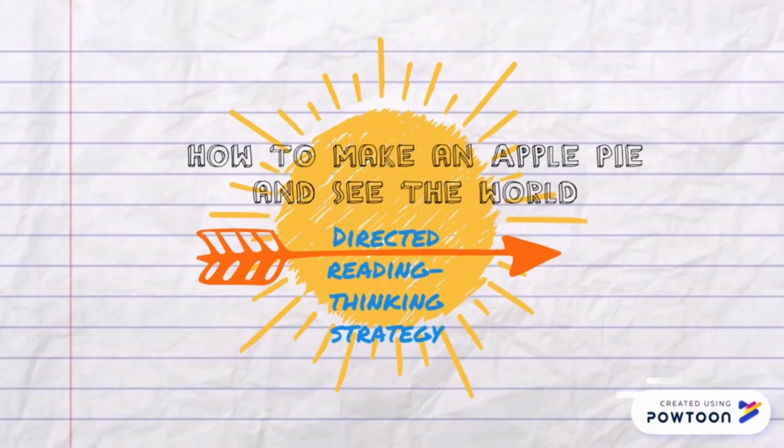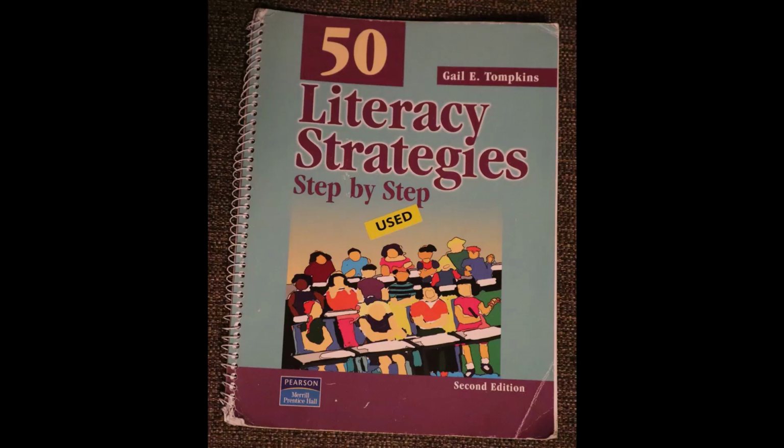After our conversation, I showed them the book, How to Make an Apple Pie and See the World. I utilized the directed reading thinking strategy to get them engaged in learning. I pulled the questions from this book. It has a lot of great suggestions for you to utilize within your classroom. I actually got this book while I was in college, and it has a lot of awesome strategies in it.